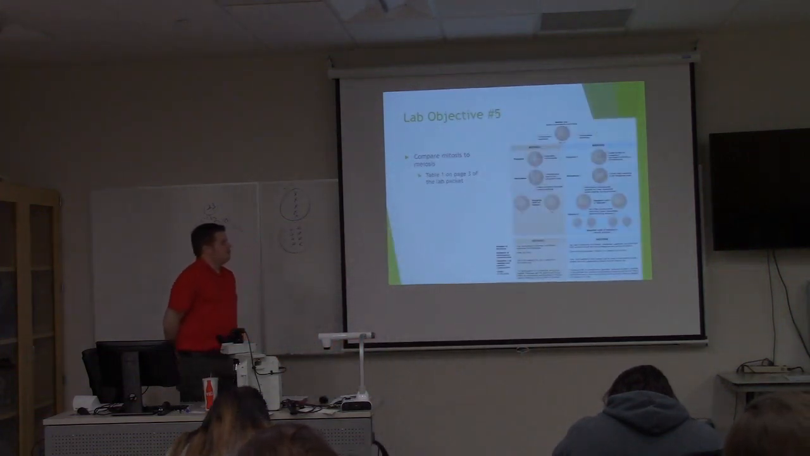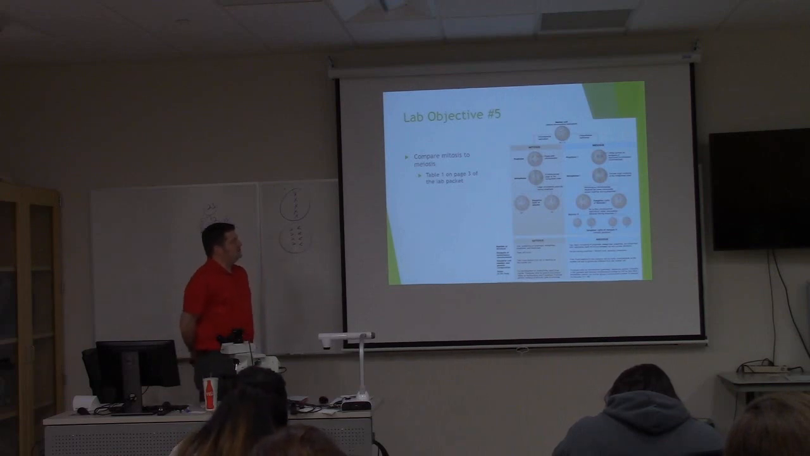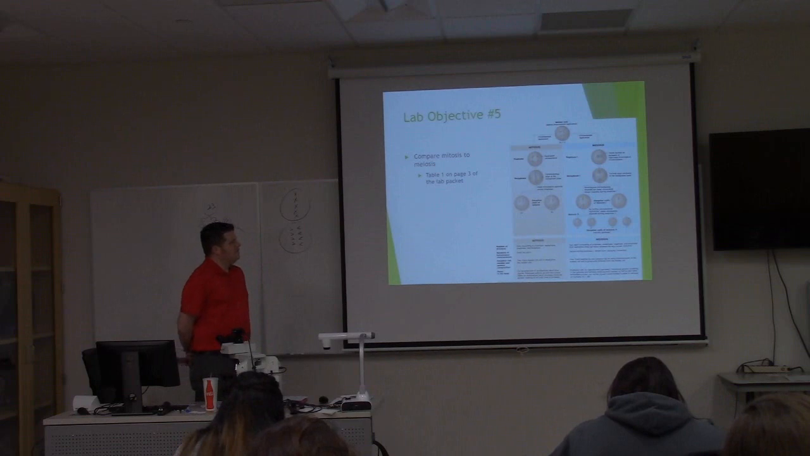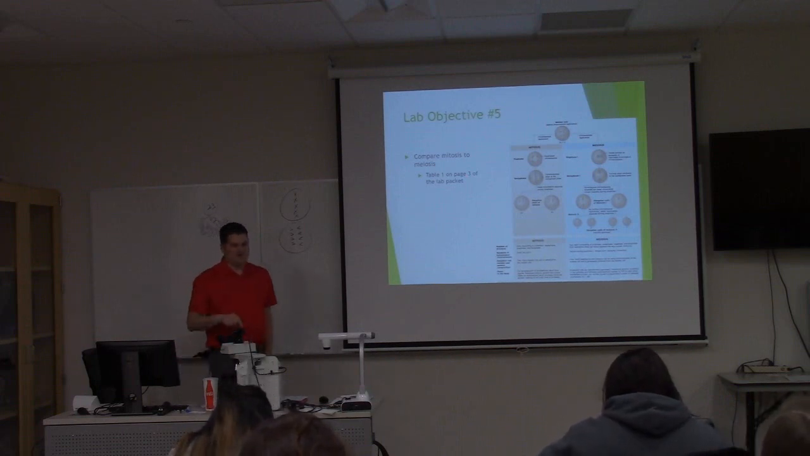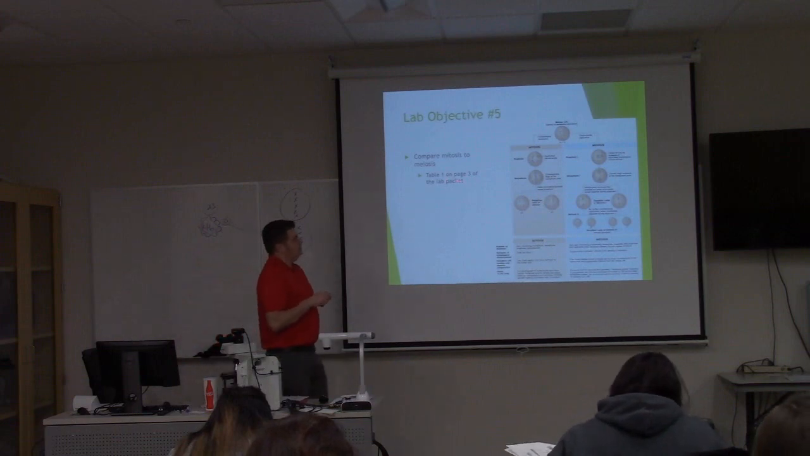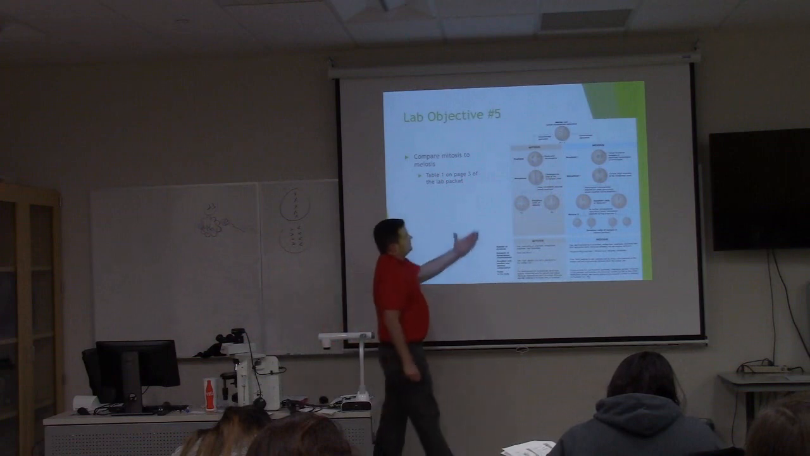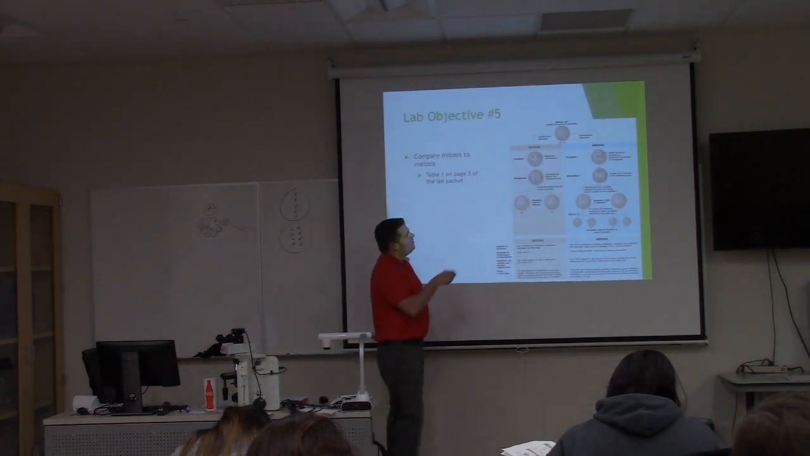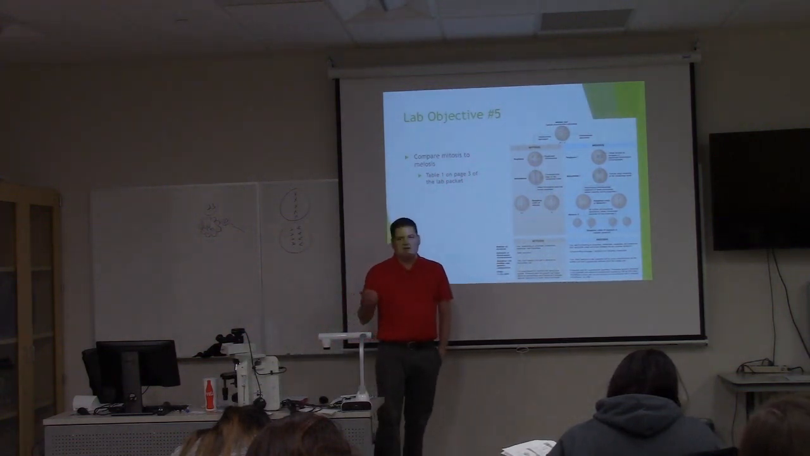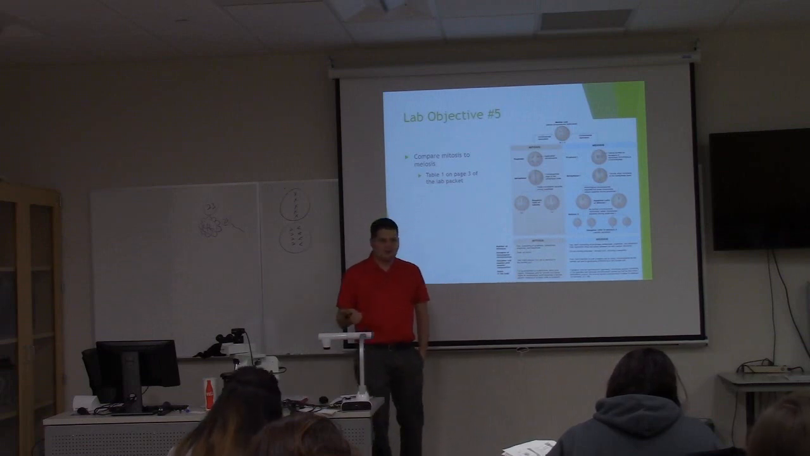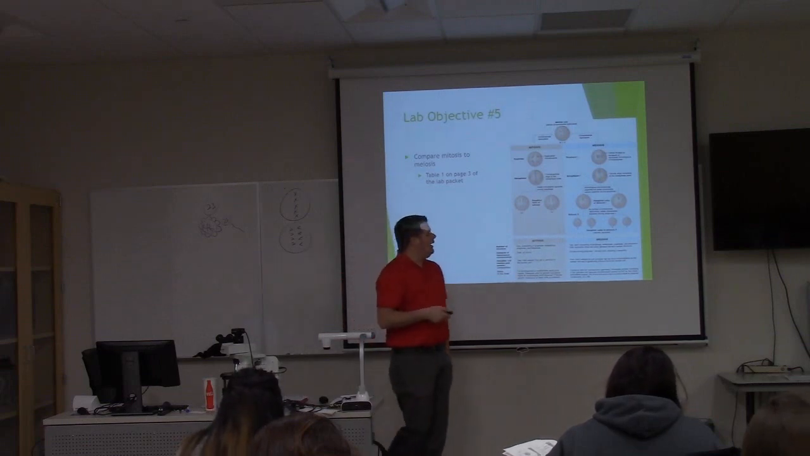One of the objectives was to compare mitosis to meiosis. These are in your lab packet. My page is off because they switched the lab packet since I last taught this, but you have a table in there, and you can also find this in your book. You can see mitosis up here. They both come from a cell that has 46 chromosomes.